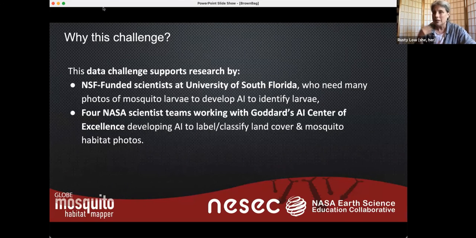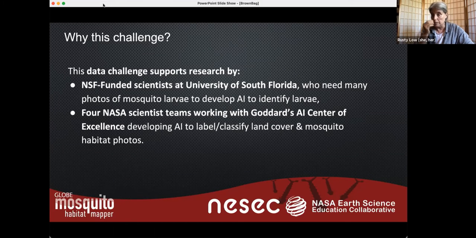In the future, we're hoping to have those images available so that if people are using the Mosquito Habitat Mapper and they've identified something, then they can confirm their identification using the AI or vice versa. The second one is we have four new science teams that were just funded in March. They will start working either in August or in December, and they will be working with these exact photos that we're asking for, to label and classify land cover and mosquito habitats.